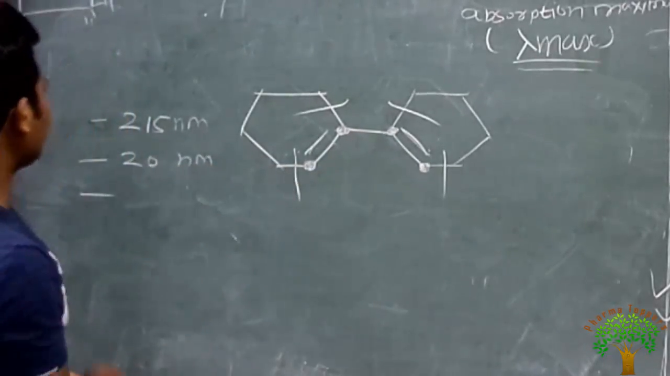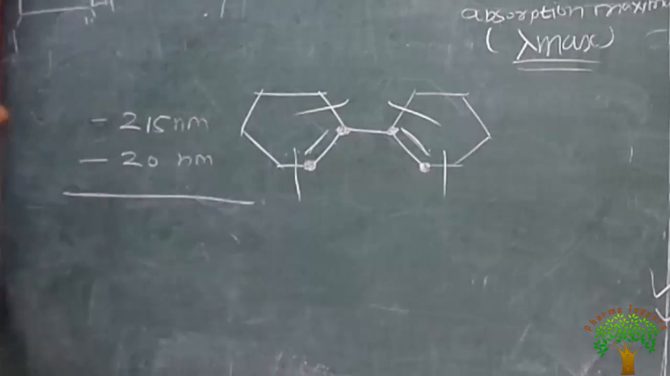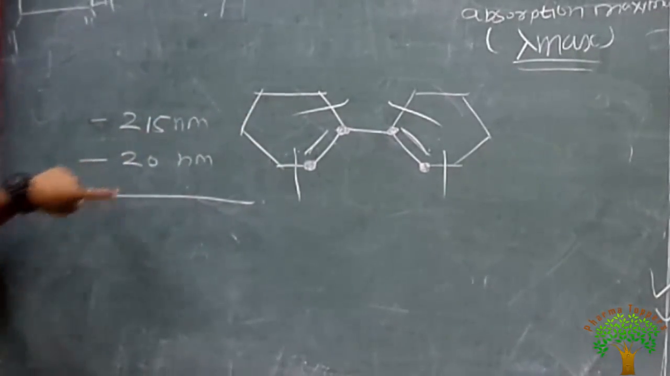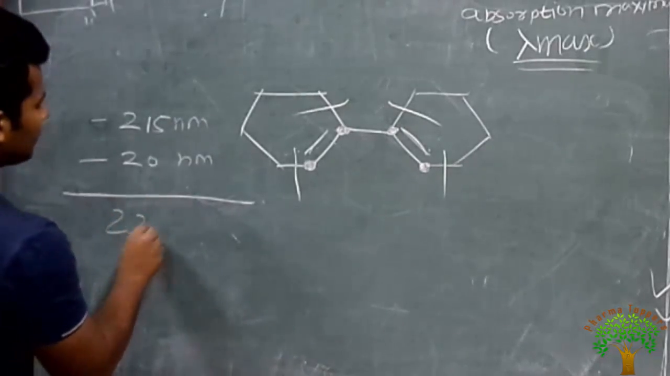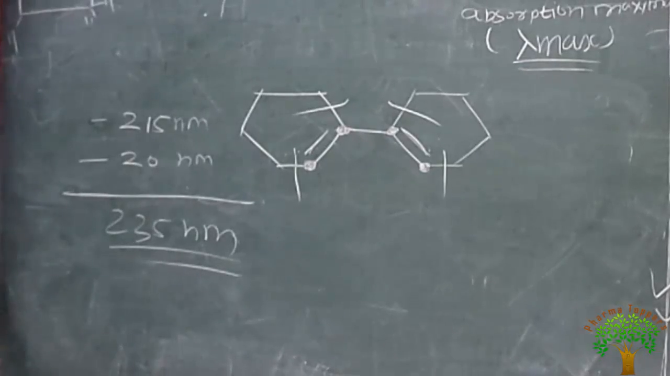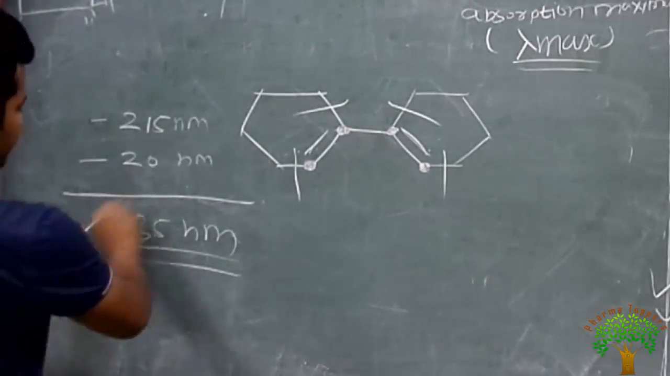That's why the final calculation is the basic value and our ring residue. That is total is 235 nanometer. This is our final answer. Yes, this is correct.